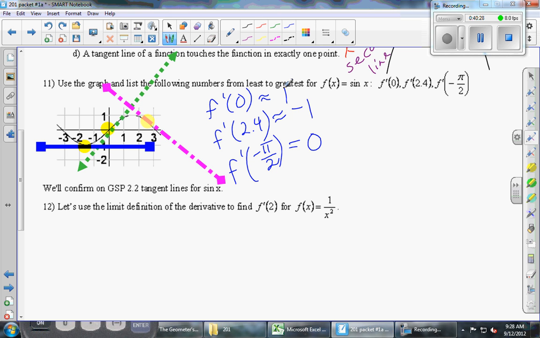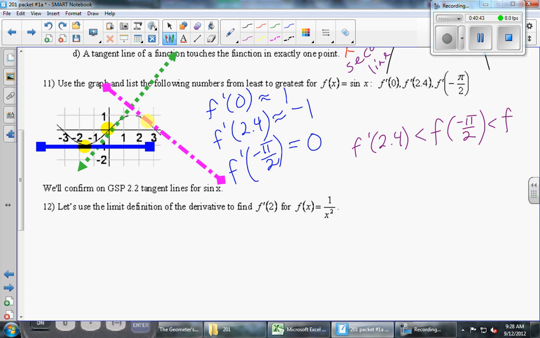So then it feels like we're saying, let's see, the smallest one is f prime of 2.4. So that's less than, what's the next one? f prime of -pi/2. And then that one is less than f prime of 0. I'm writing it out again just to encourage you guys to become familiar with that notation. F prime of 0 is a very precise thing. It's your job to know what it means and then to be able to write it down.